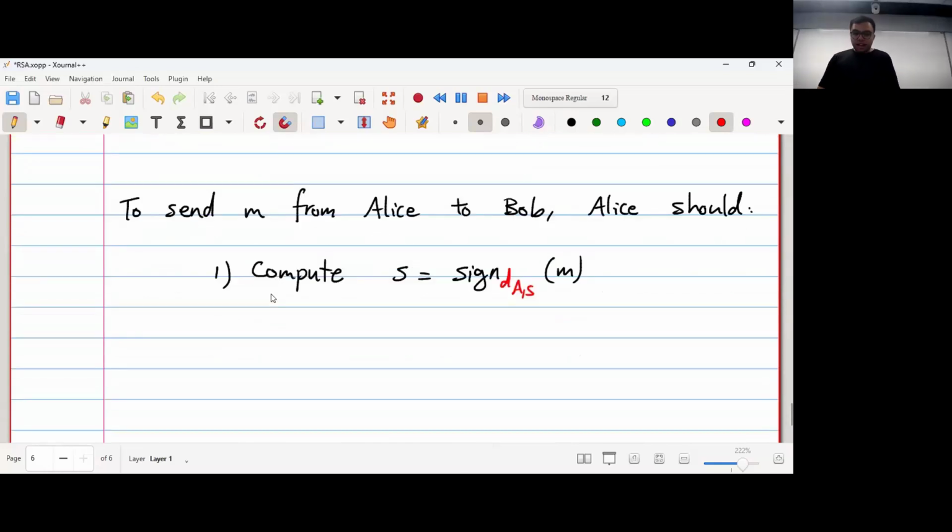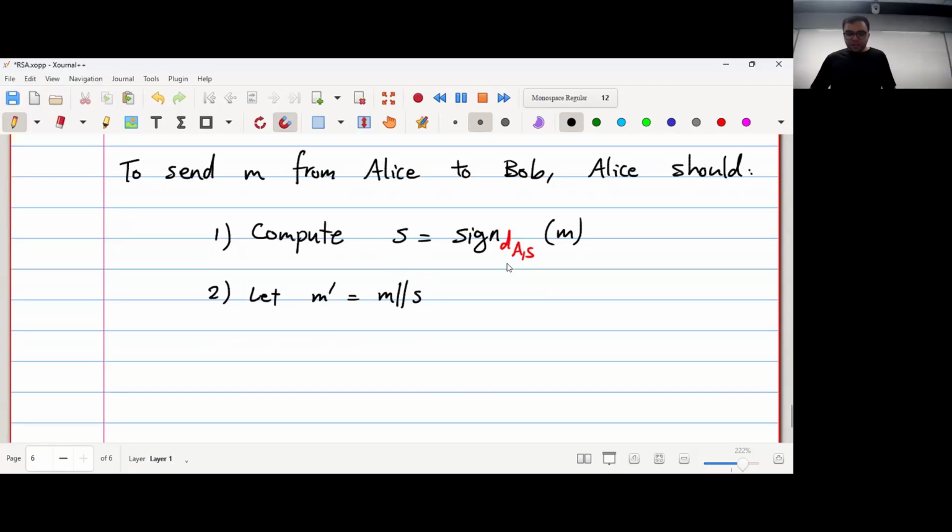And then the next step is that you just concatenate the messages together. So let M prime be M concatenated with S. And here I'm just thinking of my messages as sequences of zeros and ones, so I can just put them together. And imagine that I put a comma in between as well, so that we know which part is M, which part is S.